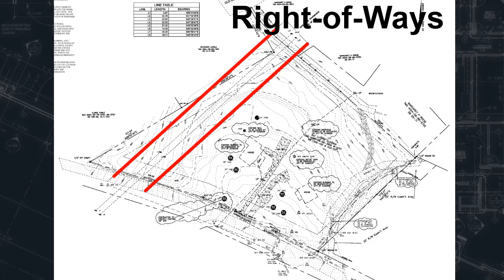What about power? Is power going through the site? It is on this one. We have some overhead power lines. And of course we have the right-of-ways that extend beyond those lines, which means the power company can come in and do whatever they need to do within that right-of-way to maintain those power lines.